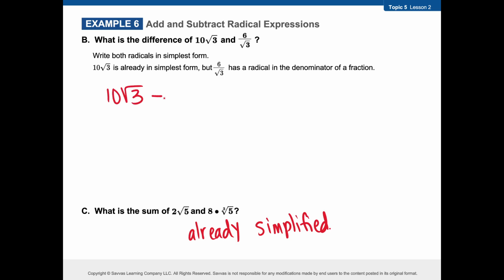What is the difference? Difference is subtraction. So 10 radical 3 minus a 6 over radical 3. Let's do this first. Again, I can't leave a radical on the bottom, so that's square root of 3. So I need another 3 on the bottom to make it a pair. Whatever you do to the bottom, do to the top. So that makes it a 6 radical 3 on the top.